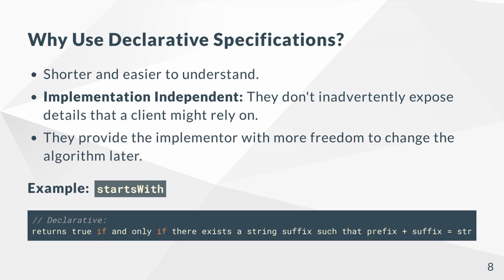Declarative specs are usually shorter and easier to understand. More importantly, they are implementation independent. By not detailing the intermediate steps, you avoid inadvertently exposing implementation details that a client might rely on. This gives the implementer the freedom to change the algorithm later without breaking the client's code.